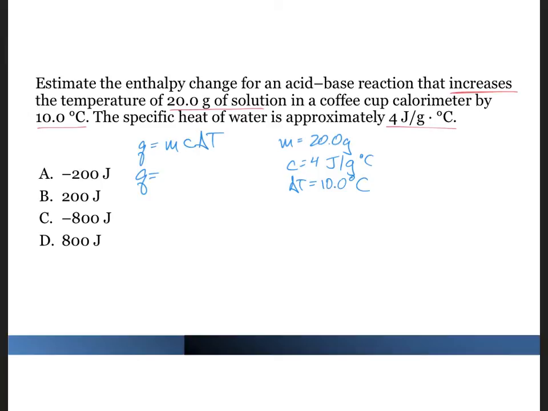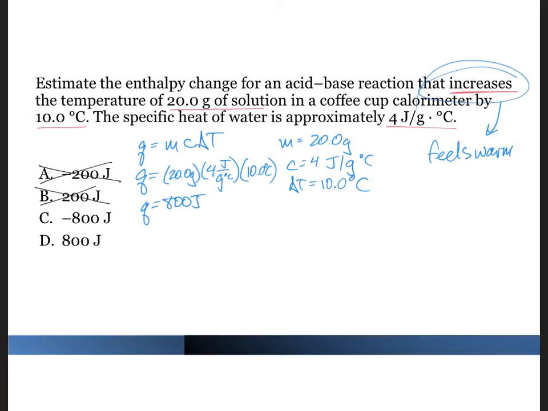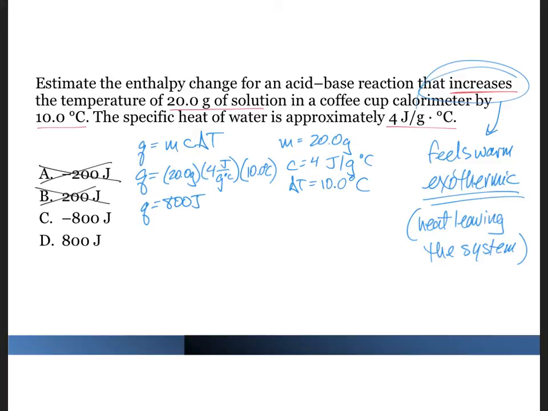Running through the calculation, we get Q equals mc delta T equals 20 grams times 4 joules per gram degree Celsius times 10 degrees Celsius equals 800 joules. For the sign, we must consider that the temperature is increasing, meaning that the system would feel warm to the touch, which is typical of an exothermic reaction. The heat you feel is the heat moving from the system to the surroundings.